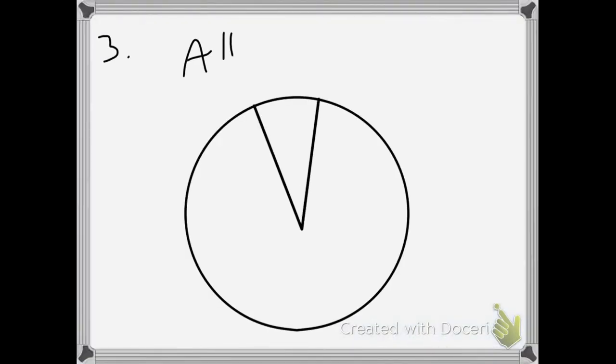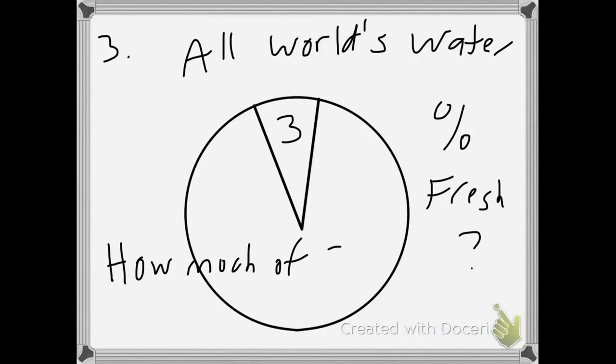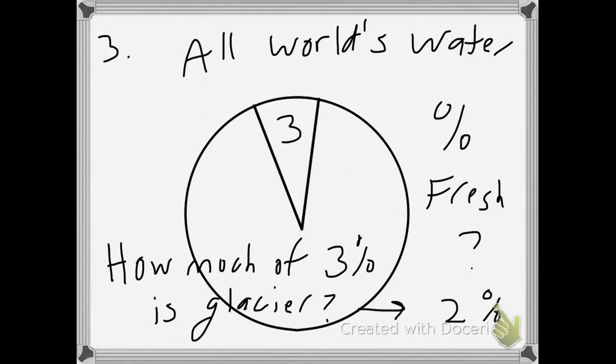Question number 3, this is a review from a previous chapter. This is a pie chart representing all the world's water. And what percentage of this pie diagram is fresh water? Okay, that's 3% right there. And inside that 3%, which is fresh water, how much of that 3% is actually trapped in the world's glaciers? That is 2%.